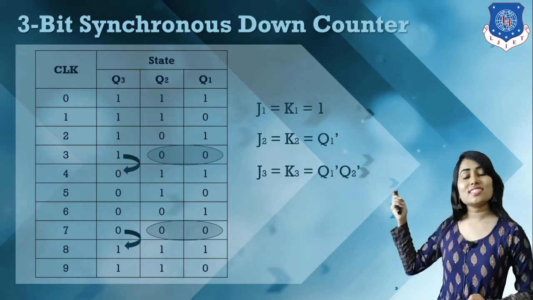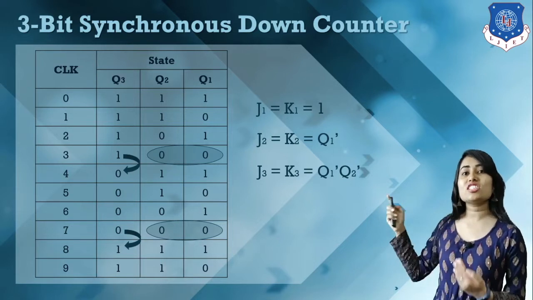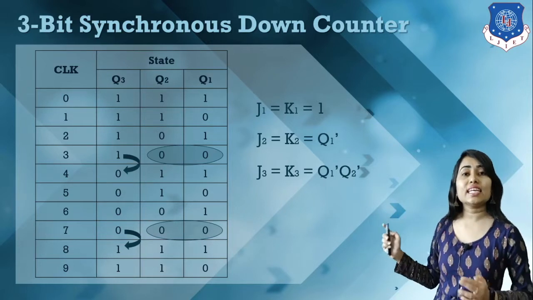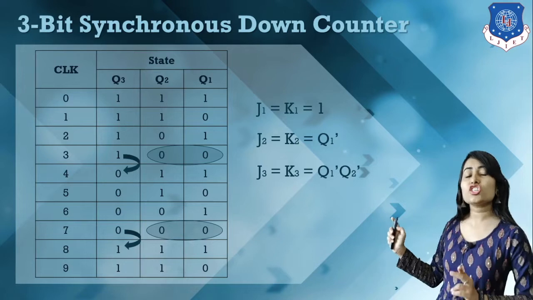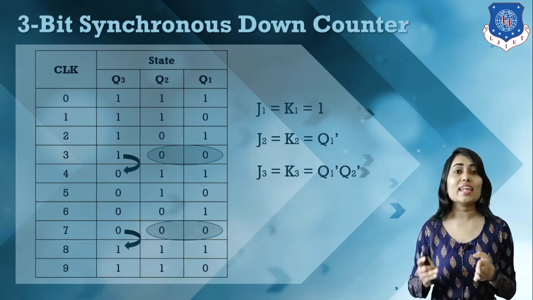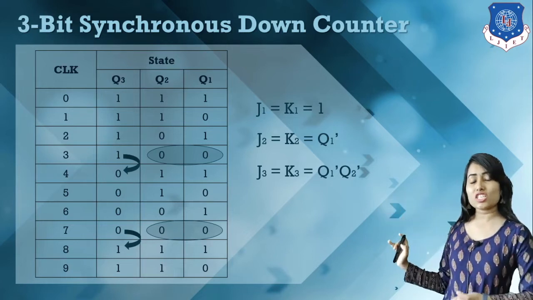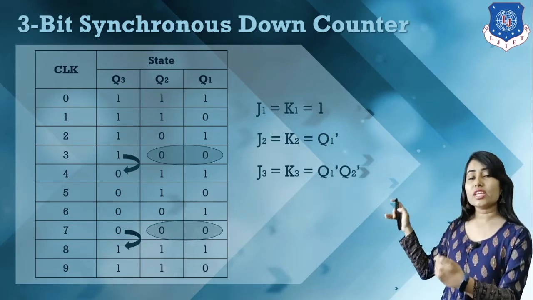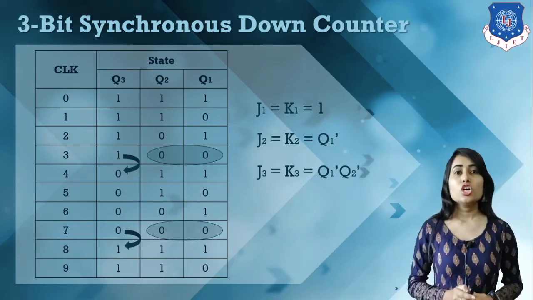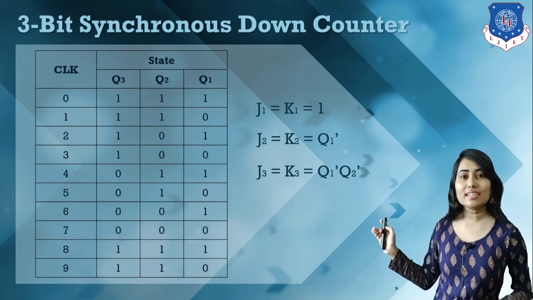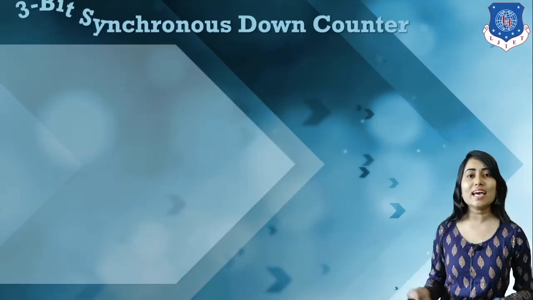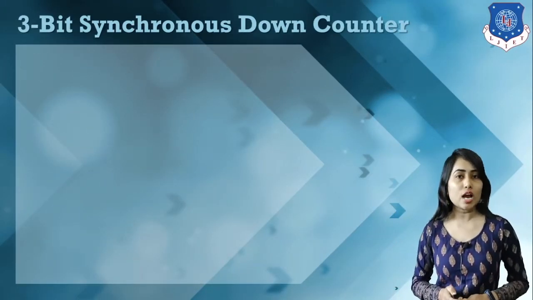So using these three input combinations, J1 K1 is equal to 1, J2 K2 is equal to Q1 dash, and J3 K3 is equal to Q1 dash into Q2 dash, we can count in the downward direction, a down counter like 7, 6, 5, 4, 3, 2, 1, 0 and again 7. So using this logic we can design our 3-bit synchronous down counter. Here we have the logic diagram of the 3-bit synchronous down counter.